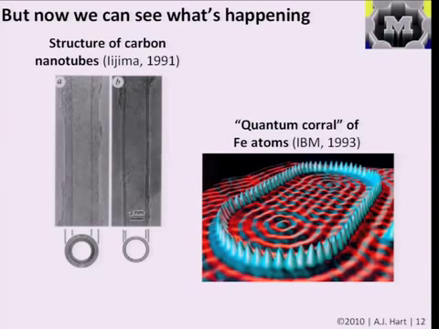And another sort of milepost on what we may be able to do or what we can do on the small scale with nanotechnology was done by IBM in 1993, where they built a ring of individual iron atoms on a carbon substrate.